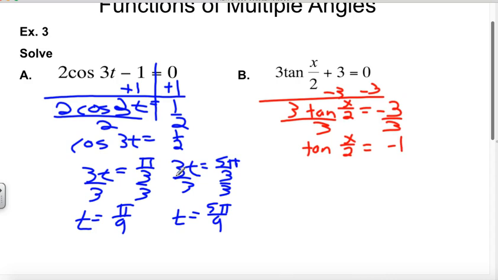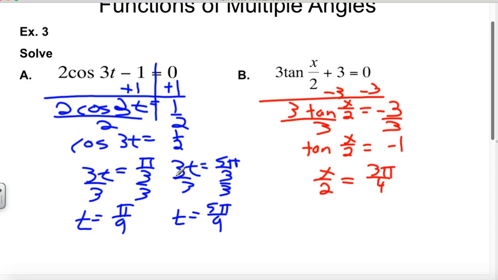So when is tangent negative 1? We're looking on a unit circle to see when y divided by x gives us negative 1. And the only place that we're going to do that between 0 and pi is at 3 pi over 4, because we'll have a positive square root of 2 over 2 divided by a negative square root of 2 over 2, which is going to give us negative 1. And that's the only value between 0 and pi. So remember, with tangent you're just looking at the top half of the circle. So we get that x divided by 2 has to equal, what do we say, 3 pi over 4.